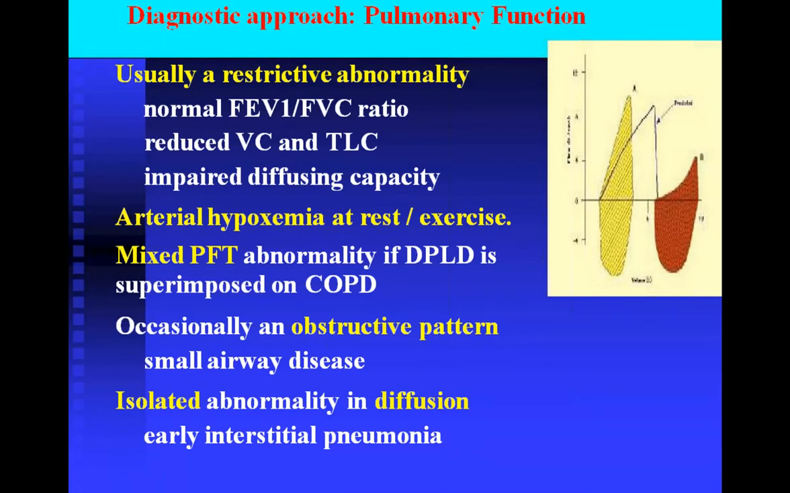So there will be decreased FEV1 by FVC ratio. That is the ratio of forced expiratory volume in the first second by forced vital capacity. There will be decreased vital capacity. The total lung capacity will be decreased in interstitial lung diseases.